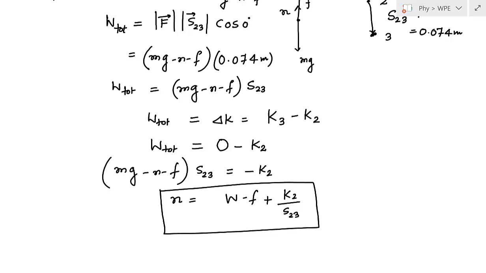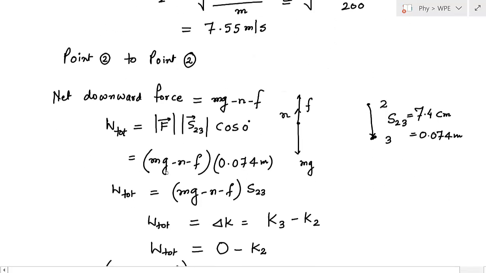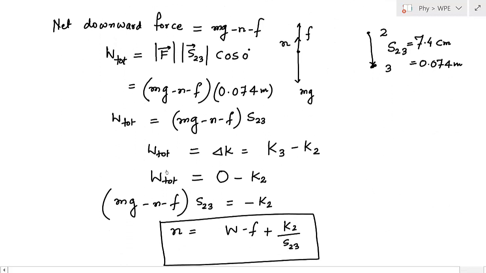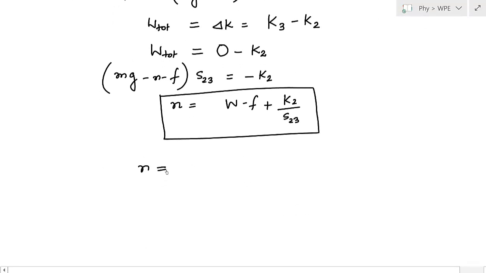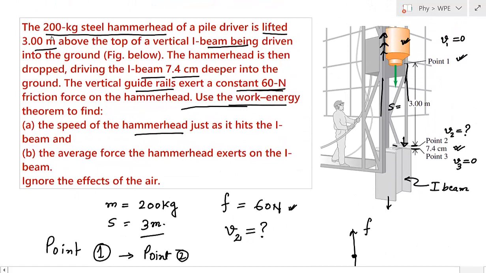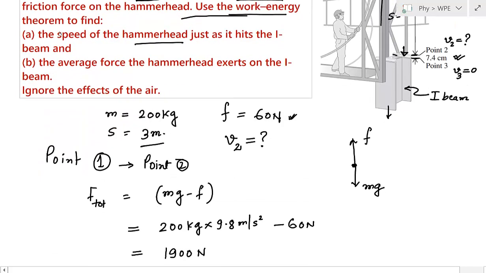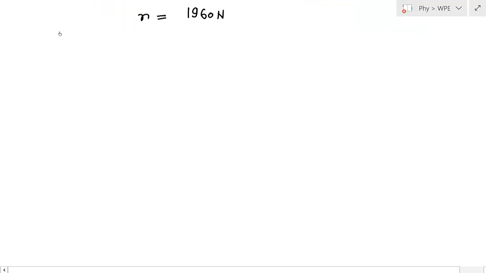So now we can plug all these values in and get the normal reaction. So normal reaction will be, W is the amount of work done that we just calculated. No, W is basically weight, that is 1960 Newton, the weight of the hammer. If you remember, the mass of the hammer is given in the problem. So this is 200 kg, and then you multiply by g, that is 1960. That is the weight of the hammer. So that is the W.